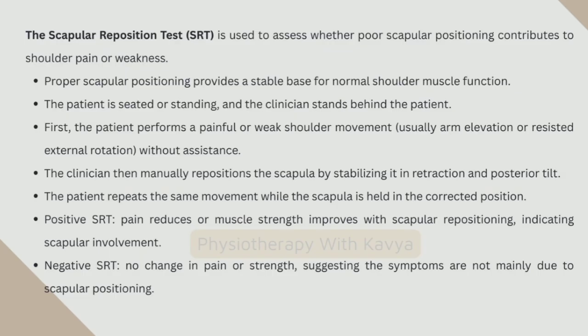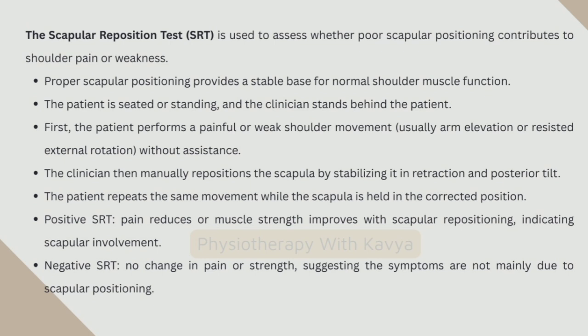Next is scapular reposition test, which is used to assess whether poor scapular positioning contributes to shoulder pain or weakness. The patient can be seated or standing, and the clinician stands behind the patient. First, the patient performs a painful or weak shoulder movement, usually arm elevation or assisted external rotation without assistance. Then the clinician manually repositions the scapula by stabilizing it in retraction and posterior tilt. The patient repeats the same movement while the scapula is held in the corrected position.